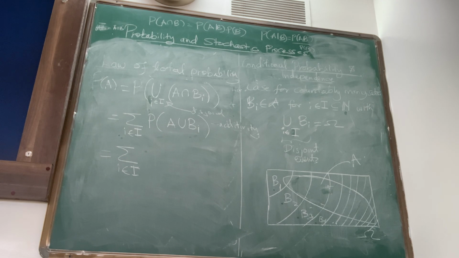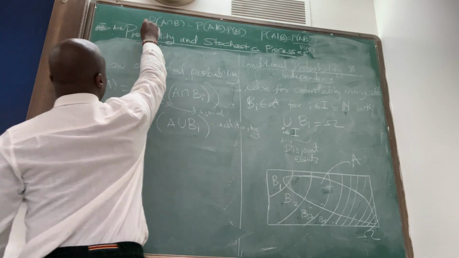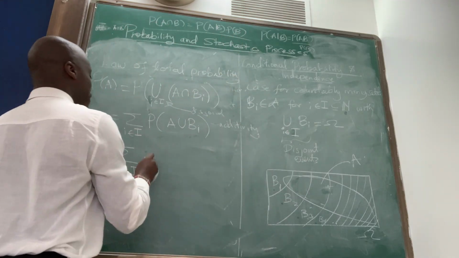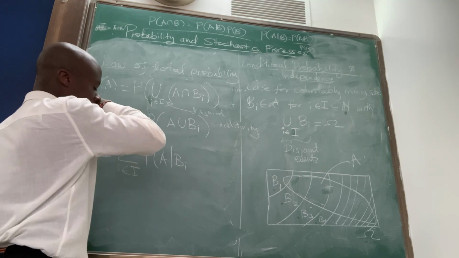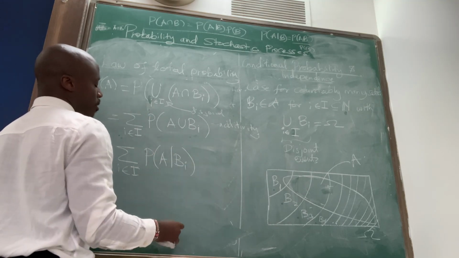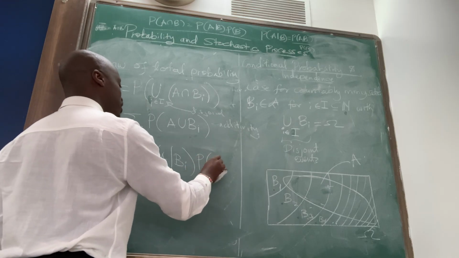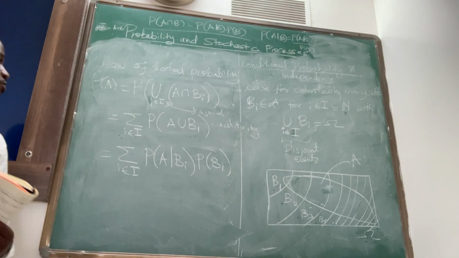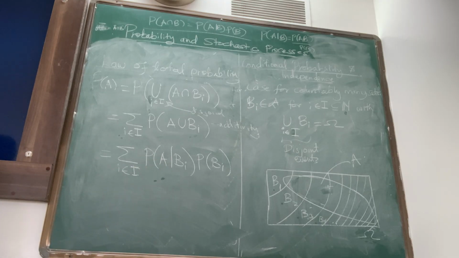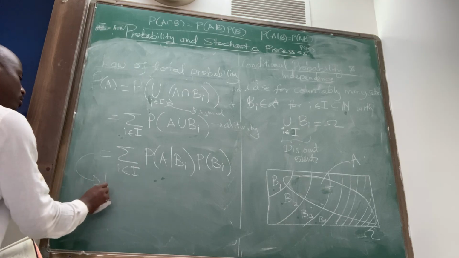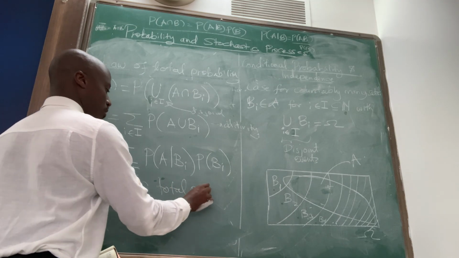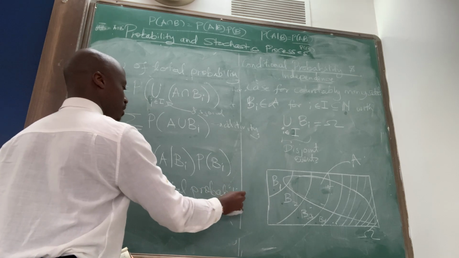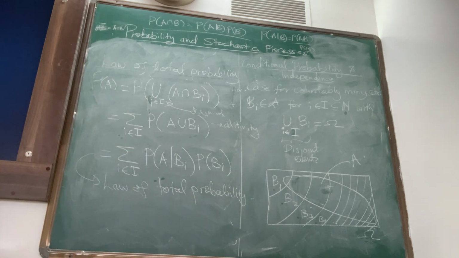Yeah, so we just substitute the same thing. So this is the formula here. We use Bayes' theory. So that becomes the probability of A given Bi has occurred. That's a conditional probability, times the probability of Bi. So this is what we call the law of total probability. The law of total probability.